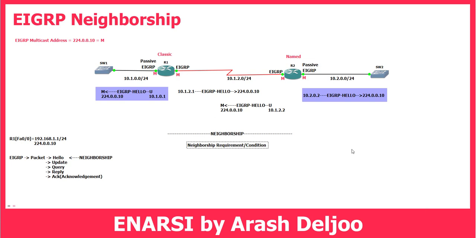What are the neighborship conditions in EIGRP? In EIGRP, when we are sending hello from router 1 to router 2, and also from router 2 to router 1, actually we are sending some parameters.